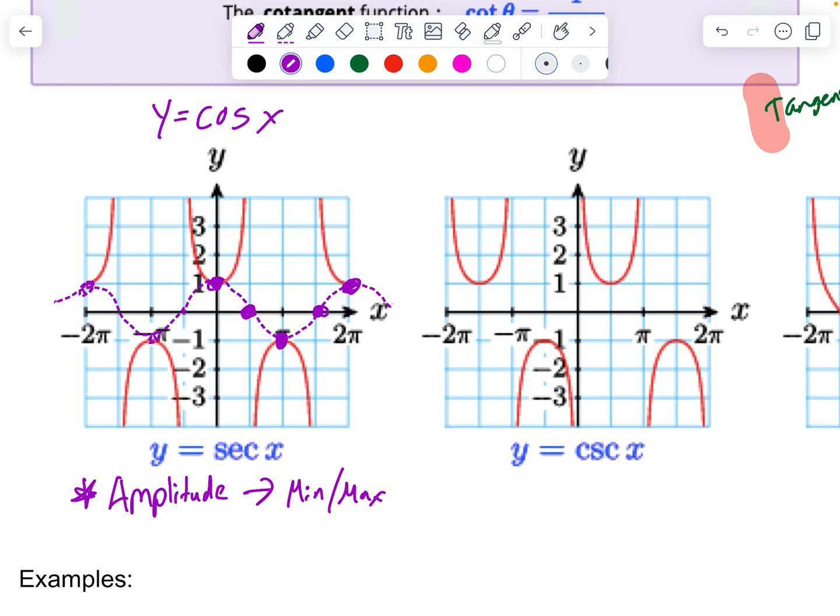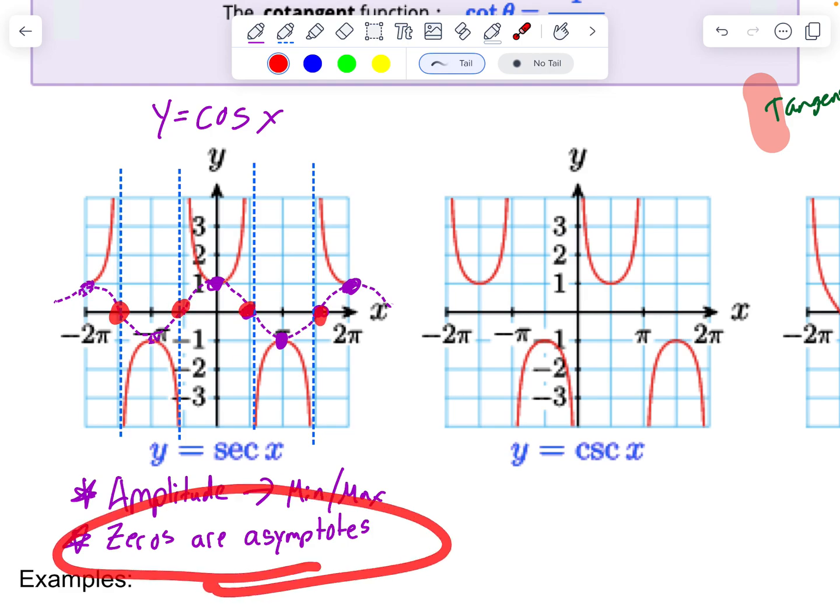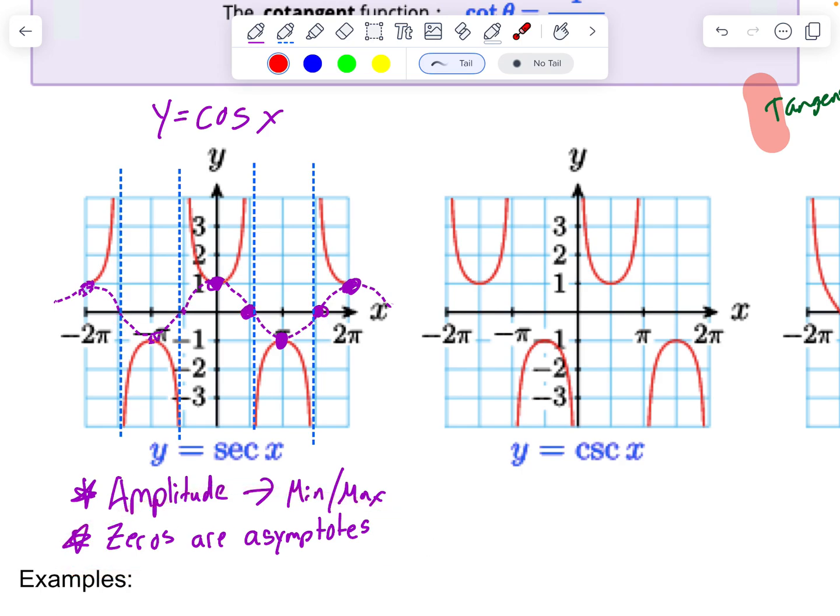Next one. Notice your zeros now. Your zeros are now your asymptotes. Zeros are asymptotes. Boom. So I'm going to look at my zeros here. The zero is where it intersects the x-axis. So here, probably do a different color. This is actually part of your real graph. You see these asymptotes here, right? That's how we create that secant function. So for your secant graph, your zeros are your asymptotes.